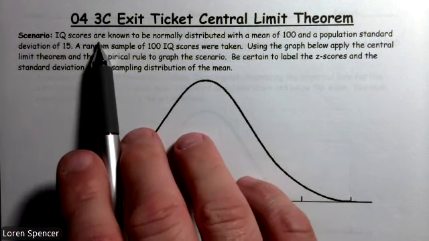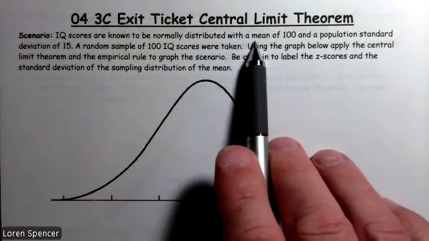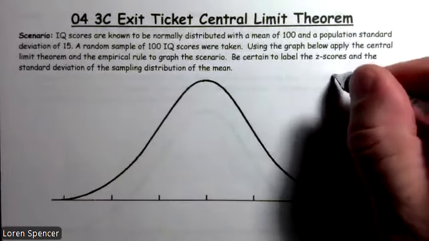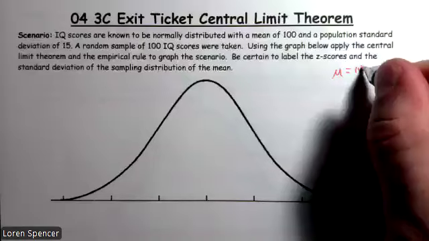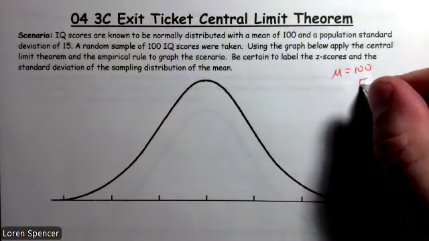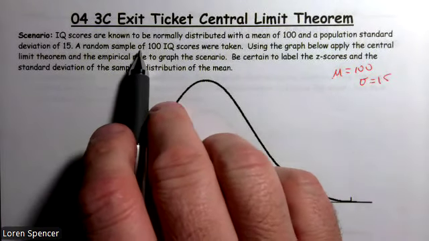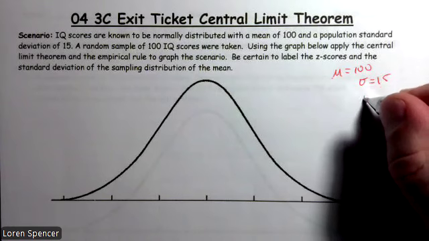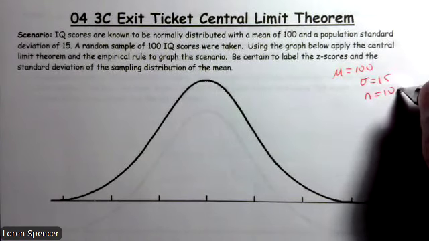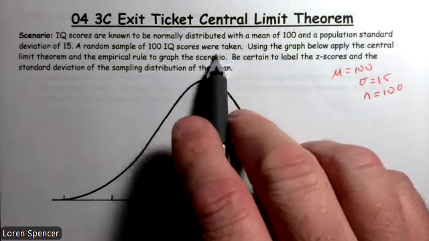So look at this. IQ scores are known to be normally distributed with a mean of 100. Let's make a note of that: mean of 100 and a standard deviation of 15. A random sample of 100. Ooh, we have a sample of 100. Let's note that down. So our n is 100. IQ scores were taken.